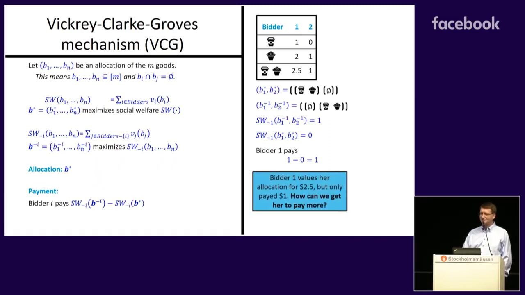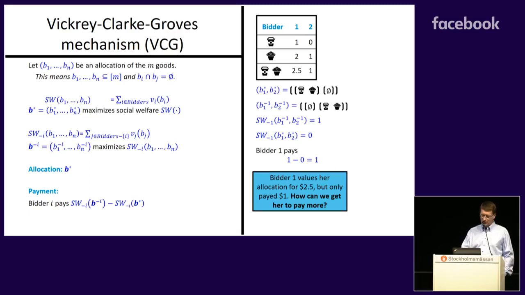Now, you might see the problem here. Bidder 1 values her allocation at $2.50, but only paid $1. So somehow this smells bad. It smells like we're not maximizing revenue. I'm not saying that you would ever be able to extract the whole surplus, the sum of the bidders' values. But this just seems low, right? So what can you do?